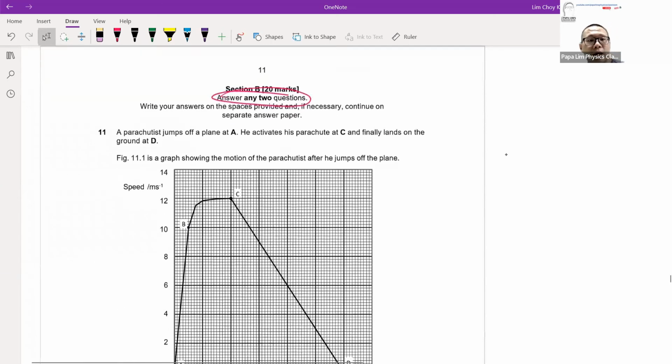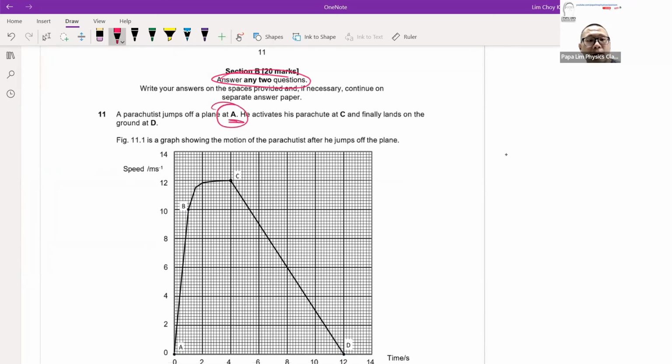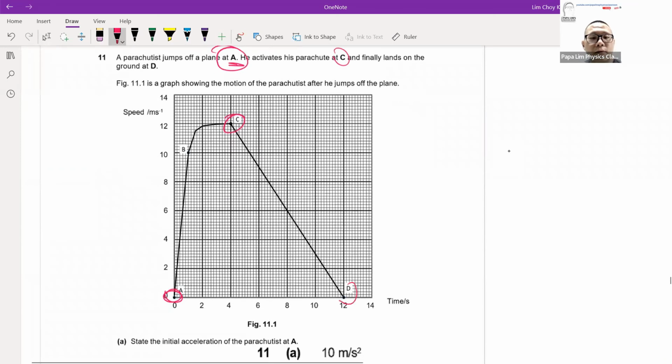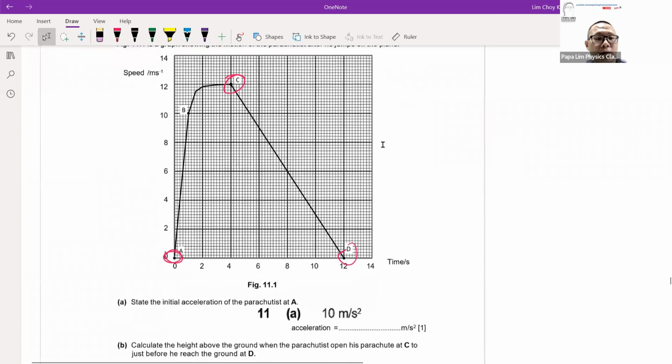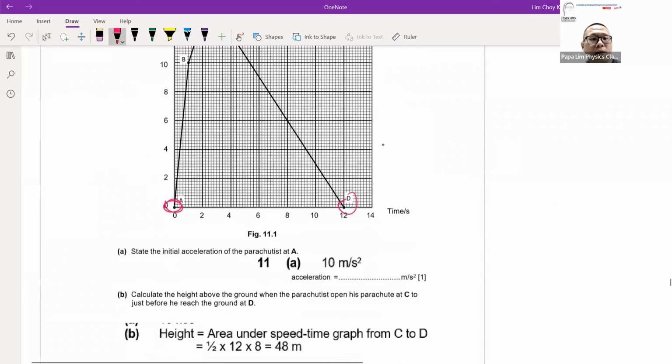A parachutist jumps off the plane at A, which is here. Then after that, he activates the parachute at C. This is where he opens up the parachute, and he lands on the ground at D. Nice landing. Now, he activates the parachute at C and lands on the ground. Initial acceleration. Now, he jumps off.